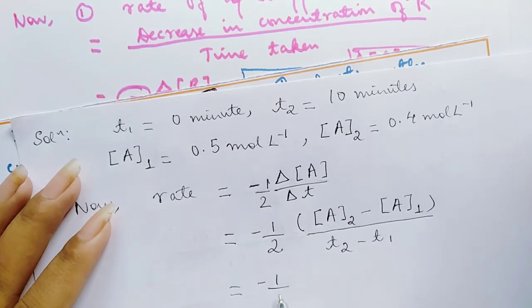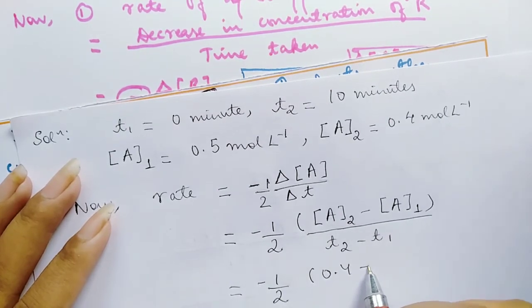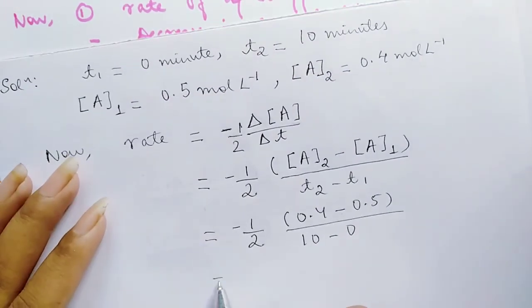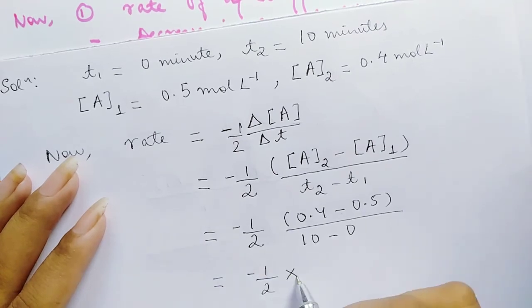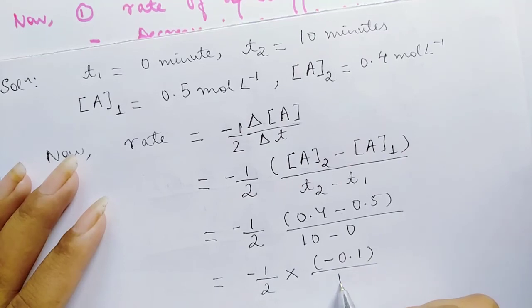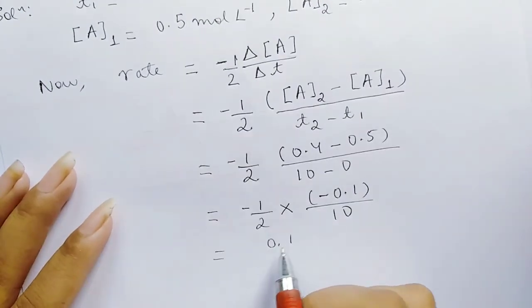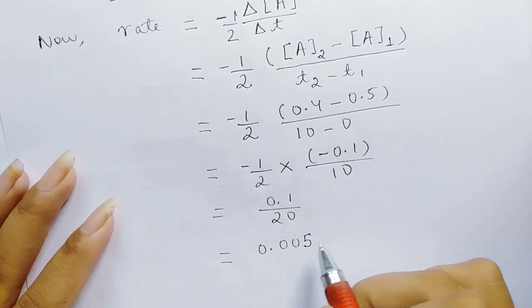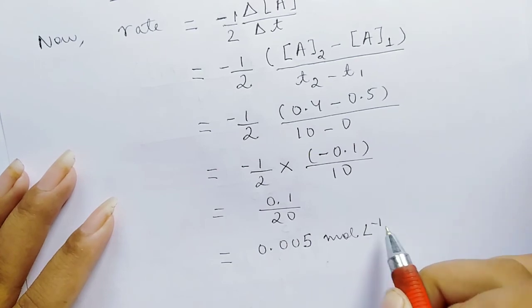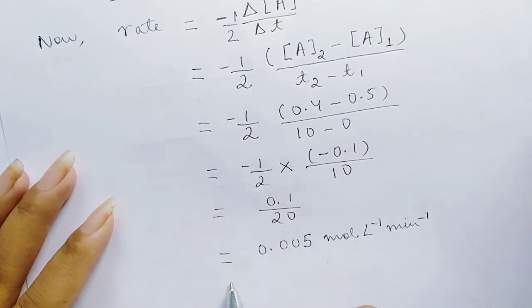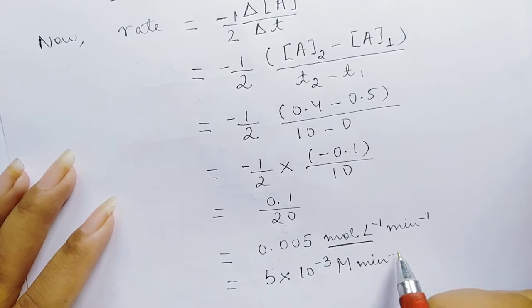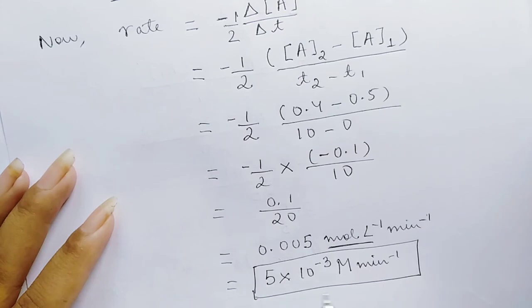Substitute the value. Here we have 0.4 minus 0.5 by 10 minus 0. So we have minus half into minus 0.1 by 10. And this one is equal to 0.1 by 20. Finally, the answer is 0.05 mole liter inverse minute inverse, or this one can be written as 5 into 10 to the power minus 3, and then here we have molar minute inverse. So this is the rate of the chemical reaction.